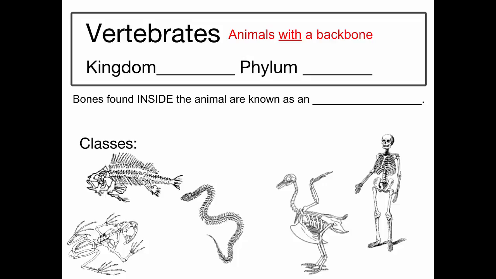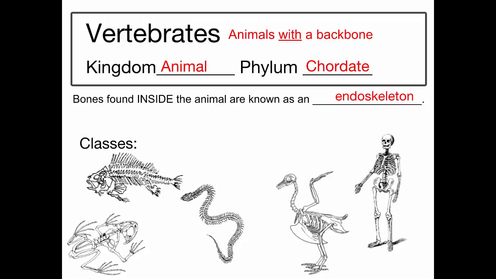So what kind of skeleton did we say the arthropods have? An exoskeleton. Okay. So our kingdom is animal. We are in the phylum Chordates. Animals with a backbone and a spinal cord. And so arthropods had an exoskeleton. Vertebrates have what we call an endoskeleton, an inside skeleton. These are animals with bones inside of them.